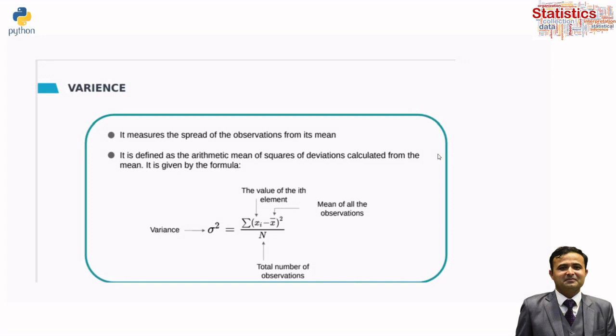So variance measures the spread of the observations from the mean. How far away is the data from the mean? It is defined as the arithmetic mean of the square of deviations calculated from the mean. So how far away the values are from the mean, the value of the ith element, and the total number of observations, that's the variance. The variance is a square. Sorry, a square. Yeah, obviously.